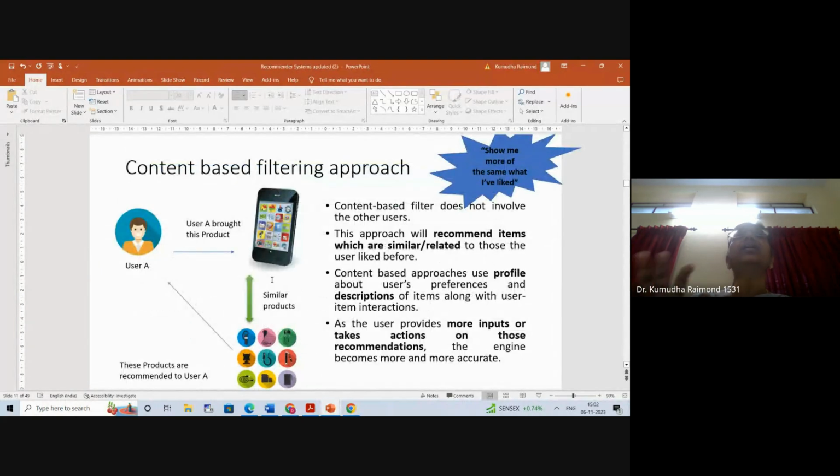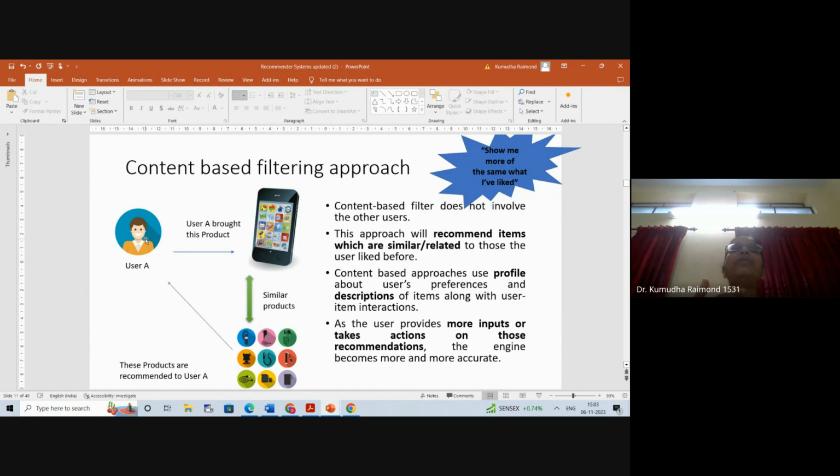That is what the content based filtering approach is all about. For example, here, user A bought this particular product. So I'm going to find similar types of products. There are so many similar products, and all these products are going to be recommended back to user A. Are you able to get it?